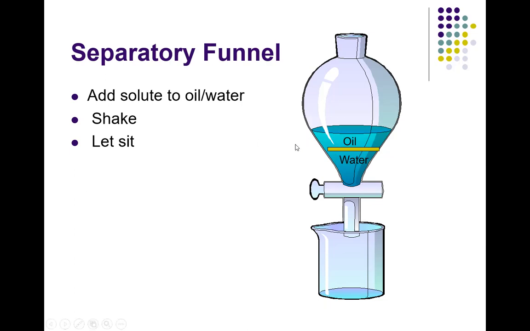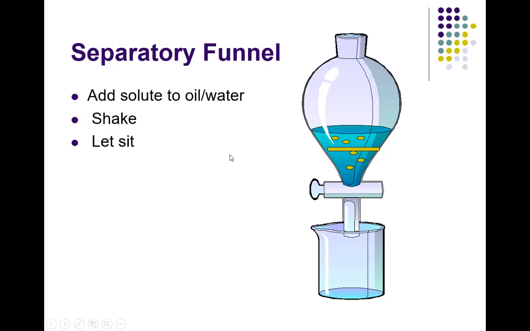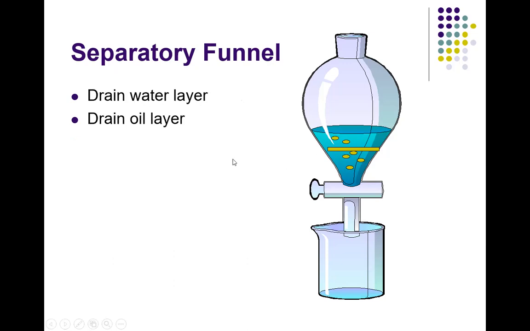You'd add your water, add your oil, add your substance, and then shake it up so that it all mixes together, and then you let it settle out. So you're going to let that sit. Like I said, you add the substance, you shake it up, you let it settle, and then you drain off those two layers. Depending on what color your oil is, or if you stained your water, you could tell the difference between those two layers.